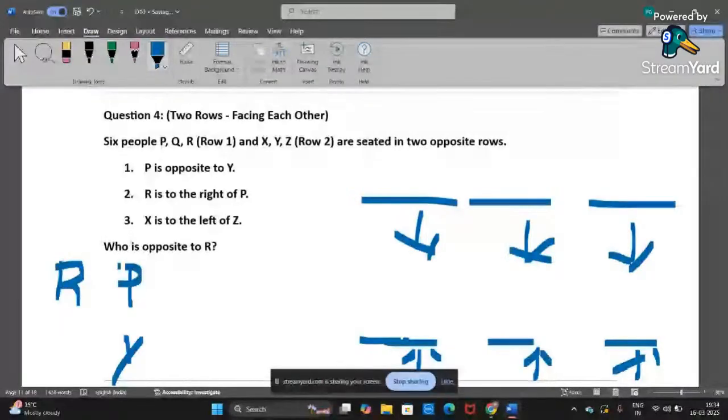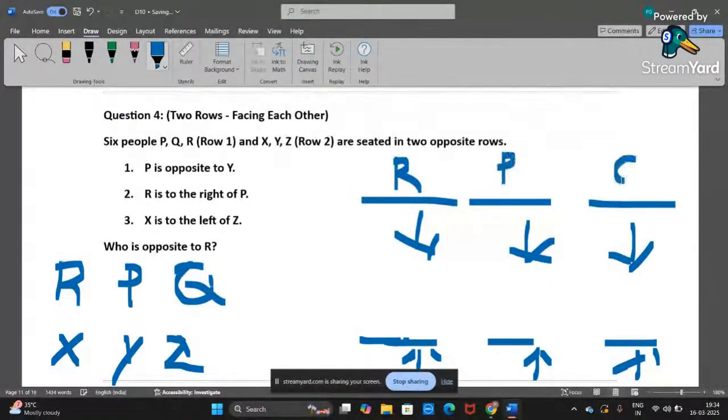X is to the left of Z. So X is here. Left of Z means this side. They did not mention immediate left, they have just mentioned left. So it can be here also. So the remaining is P is written, R is written, and Q is left out. So the positions are R, P, Q, X, Y, Z.